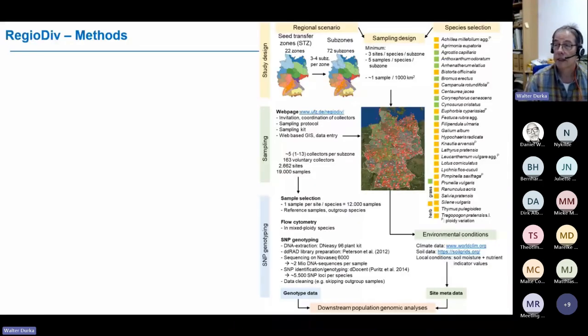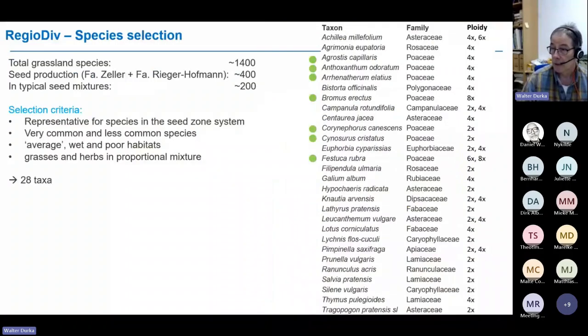First, we had to define a list of species we were interested in. The total grassland flora in Germany is about 1,400 species. The seed producers produce around 400 of those. And in the typical seed mixtures, around 200 make up the largest part of the species list. We wanted to be representative, which means some grasses, some herbs. We wanted to have many of the average species, but also some from the wet and from the poor habitats. In the end, we came up with 28 taxa, and this is the list.